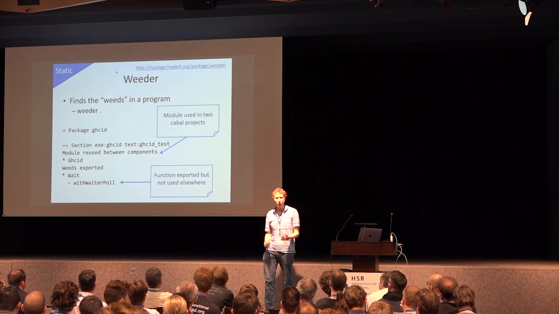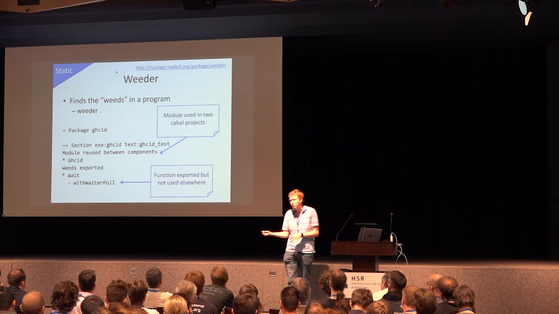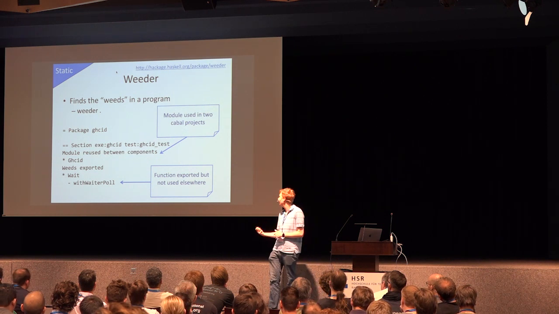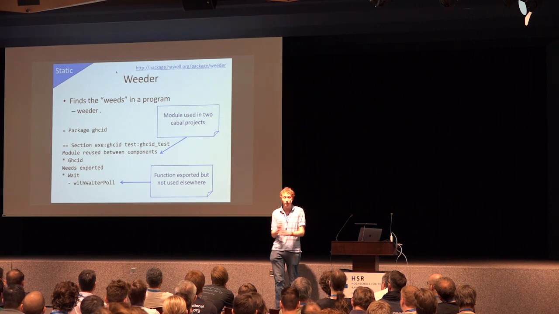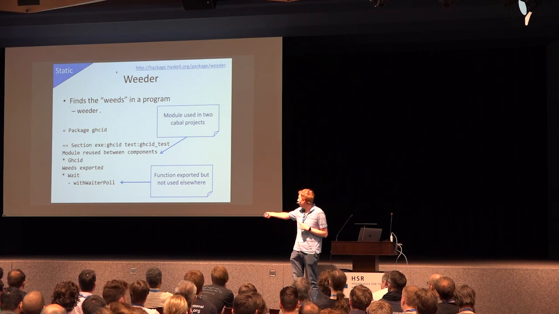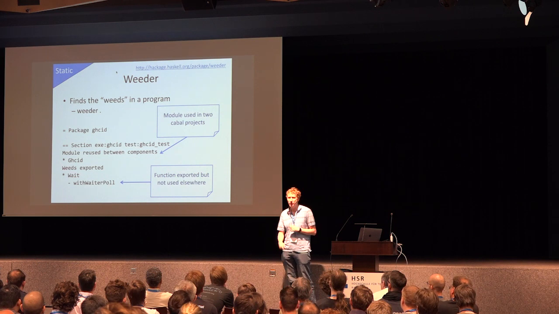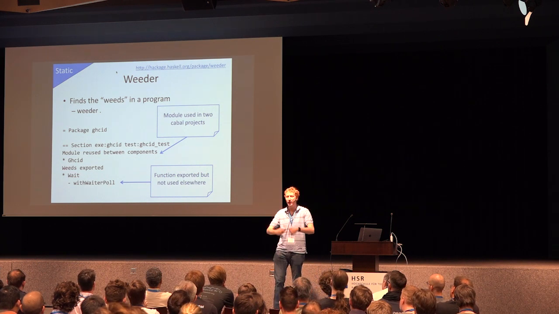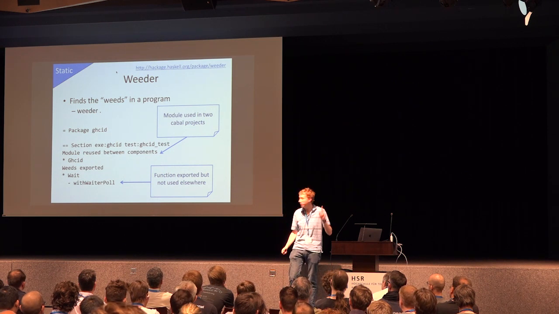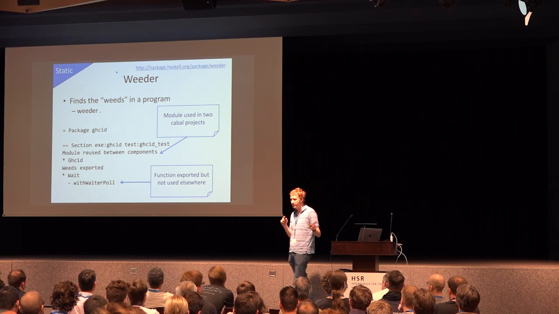So this means Cabal will compile it twice, and it will go a bit slower. Yeah, maybe that's a problem, maybe it's not. In this case, I know that I deliberately did that because I want to test internals in GHCID that I don't want to put into a library. The other weed it's spotted is that the withWaiterPoll function is exported from Wait, but isn't used anywhere else in an externally visible way. So the withWaiterPoll export is a weed. Does that make sense?